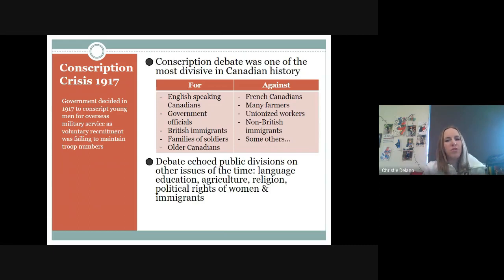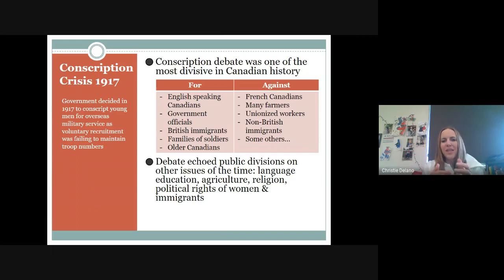A lot of farmers don't support this because, you know, this would be taking those young able-bodied males away from the farms and sending them to Europe, which would have implications not only for pulling crops off, but seeding and all of the things that go on a farm. Unionized workers, non-British immigrants, among others.